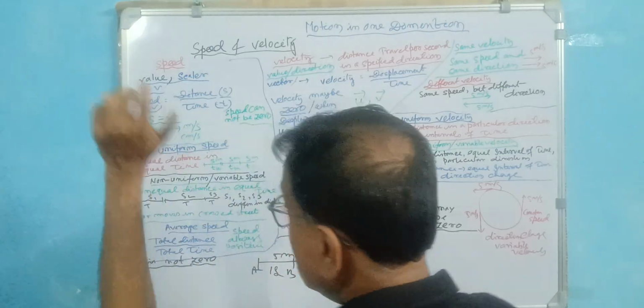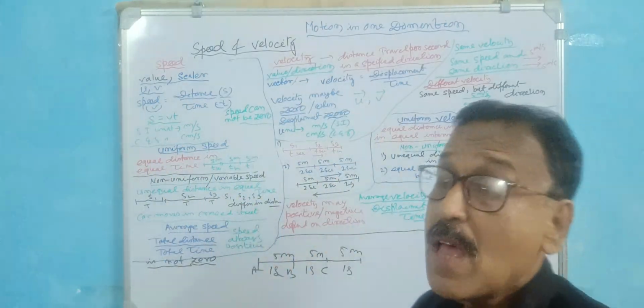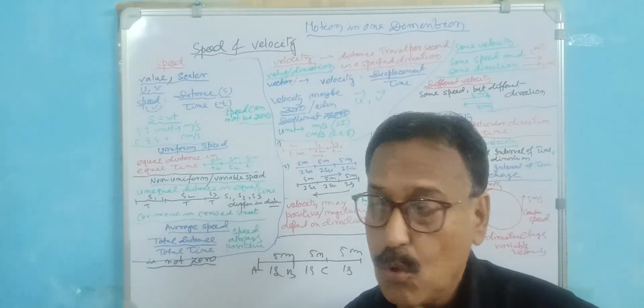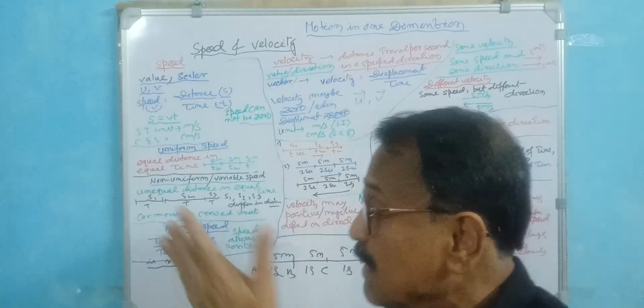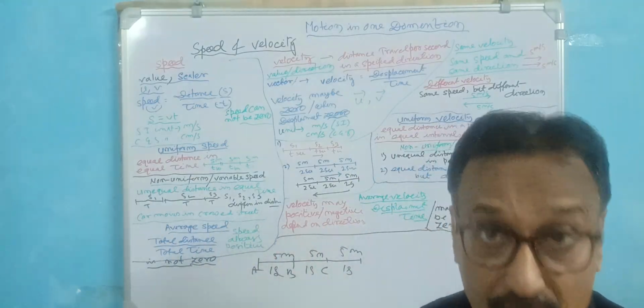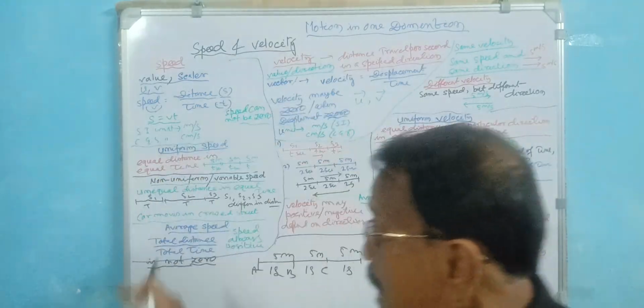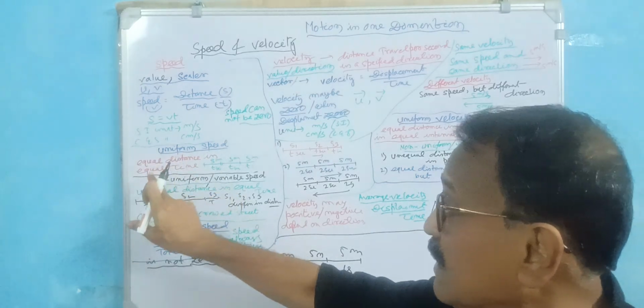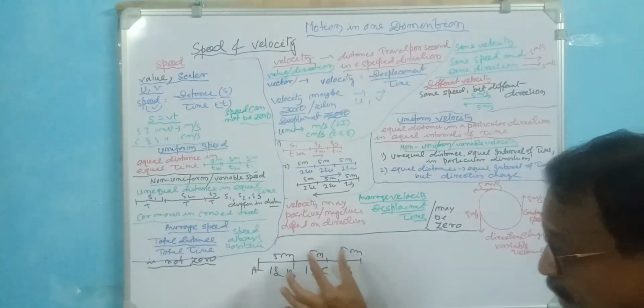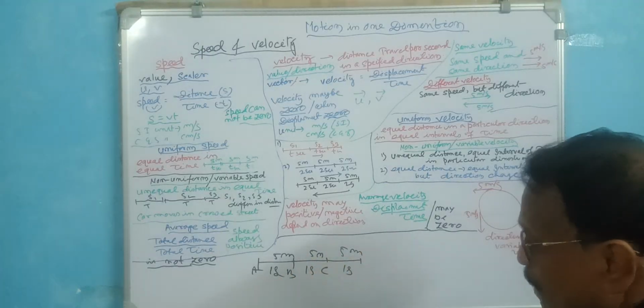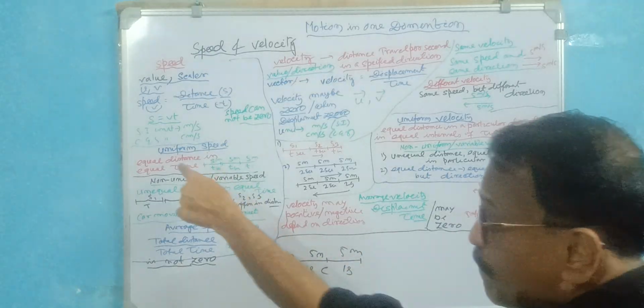So what is the meaning of this slide? Very interesting. First, the basic concept must be clear, then the solution, the mathematical deduction in physics, will be solved easily. Equal distance in equal time. What is the inner meaning? This is 5 meter, this is 5 meter, this is 5 meter, in equal time.